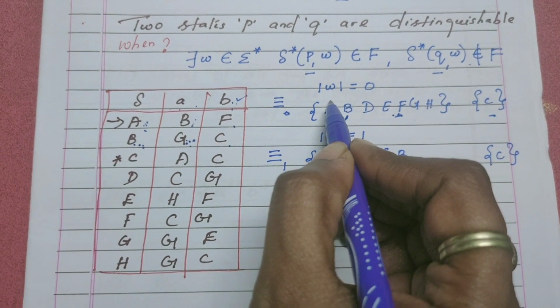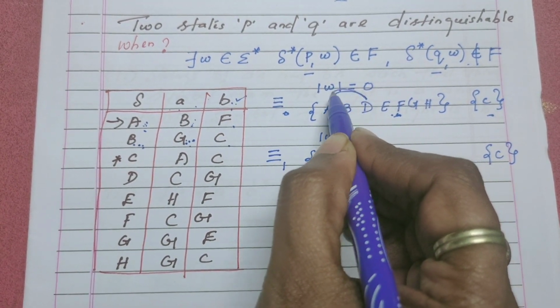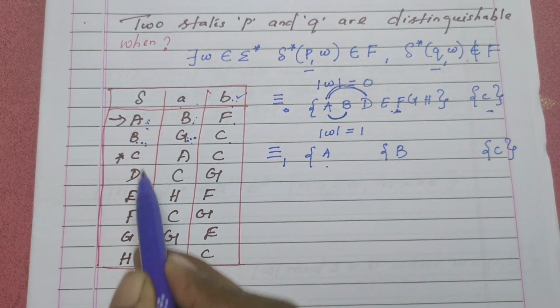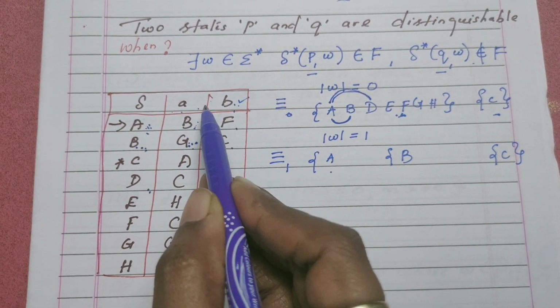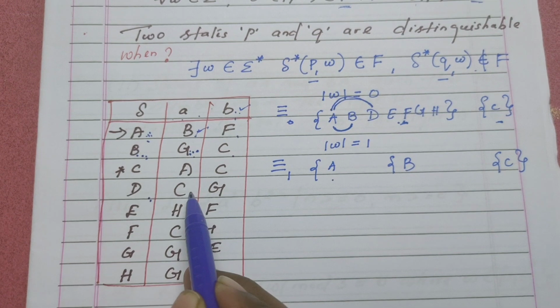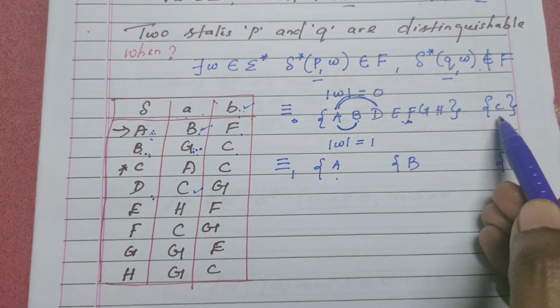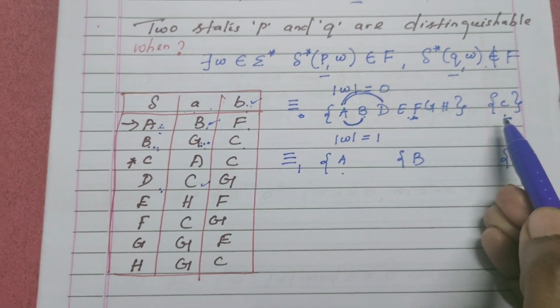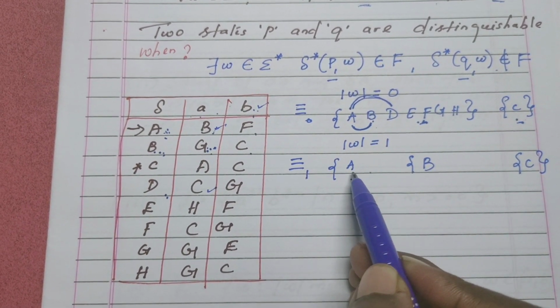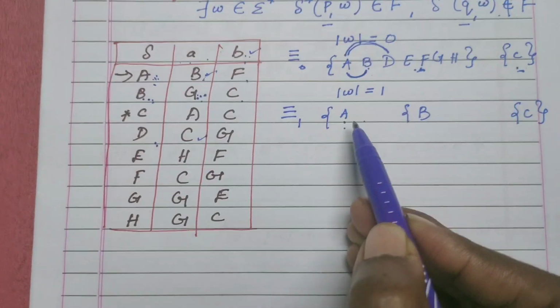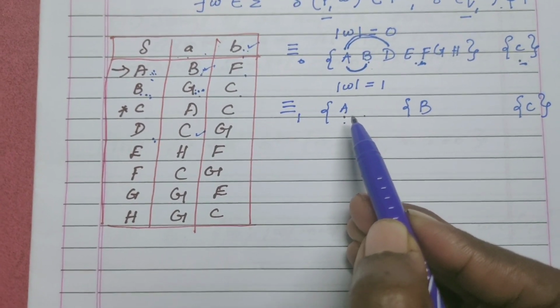Now what we have to do is check A and D in the same manner. So consider the states A and D. A and D on reading A, it goes to B and C. B and C are two different sets. So obviously D does not go with A. I mean to say A and D are distinguishable.